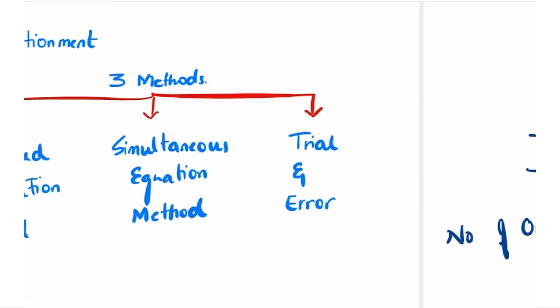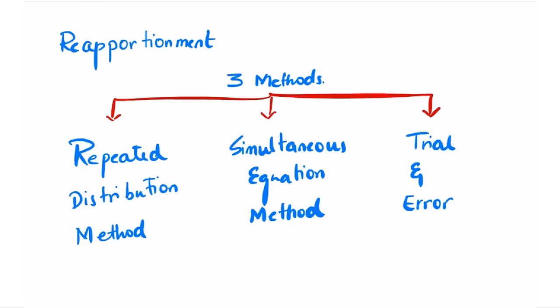For this, we shall be following three methods. Three methods are followed for reciprocal servicing. The first method is known as repeated distribution method. Second method is known as simultaneous equation method, and the third method is known as trial and error method. Now let me look into it. How do we do it? So let's take an example and then try solving it.